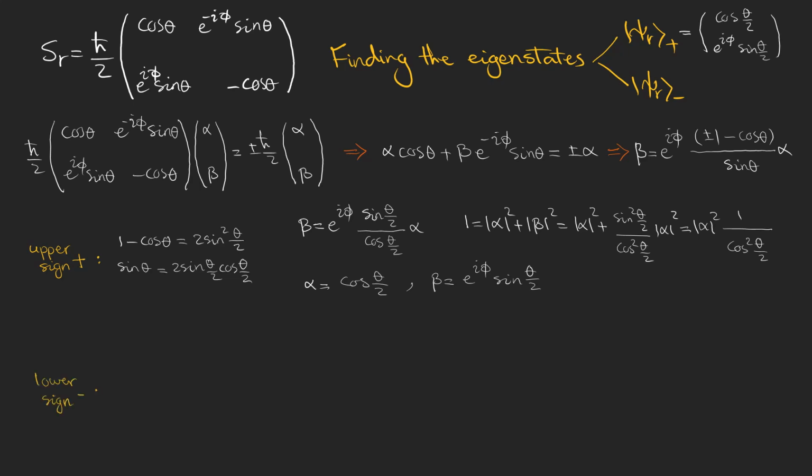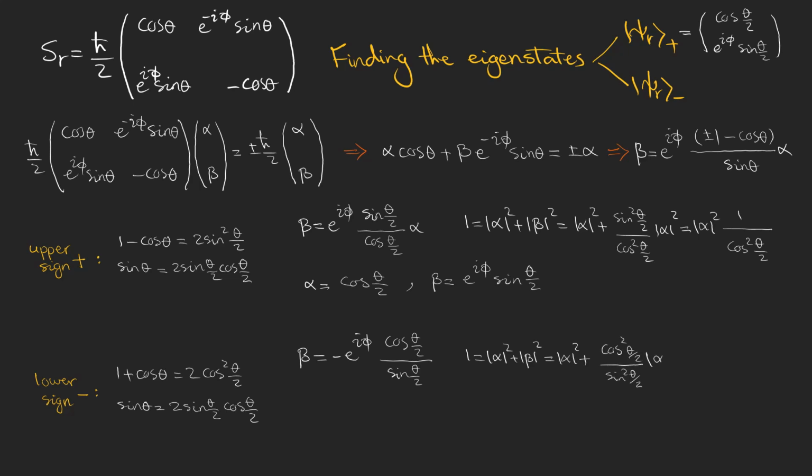For the lower sign, which is negative, we need these trigonometric identities. This is beta. And the normalization condition gives us this relation based on which we can choose proper alpha and beta. We choose alpha to be e to the i phi times sine theta half, and beta becomes minus cosine of theta half. And now these are our two eigenspinors for the spin in an arbitrary direction.